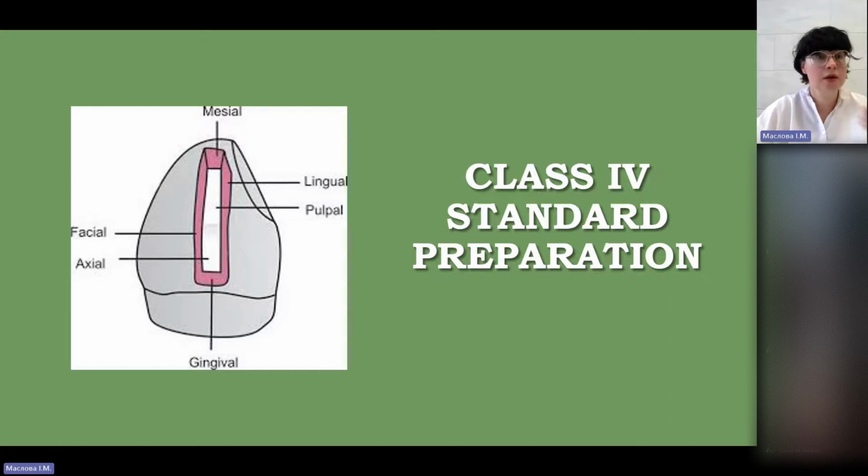On the slide, you see the main structural components of a class 4 cavity after preparation. You remember that class 4 is situated on the approximal surface and involves the incisal part, or incisal margin. This is the proximal part of the cavity.